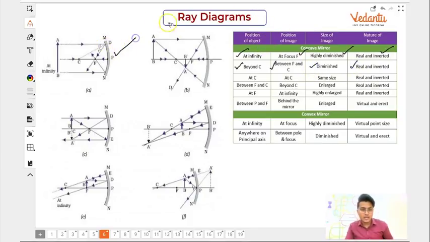First ray diagram done, second ray diagram done. For the numericals, you don't have to remember the intersection and all those stuff. You just need to remember, if the object is here, where is the image? That's all you need to remember. So infinity, focus, beyond center of curvature, in between focus and center of curvature.